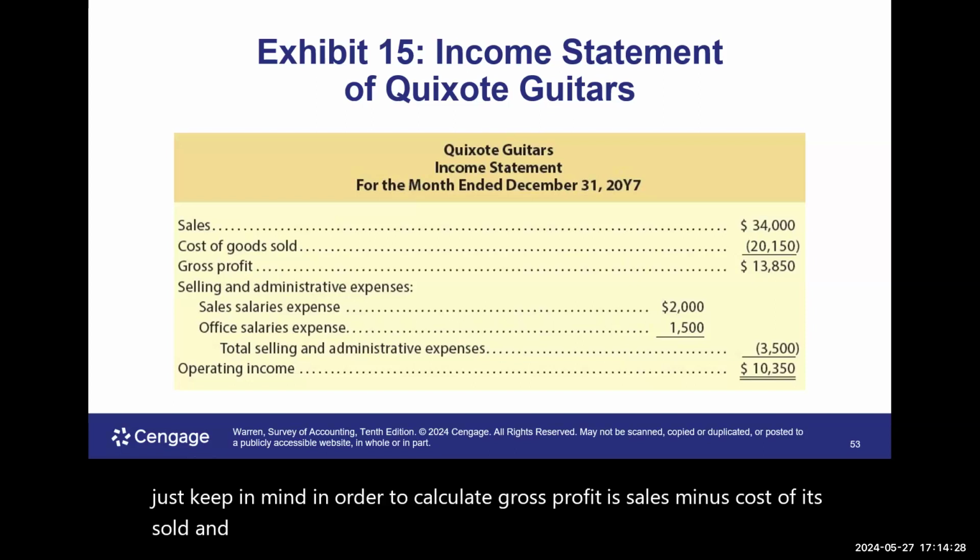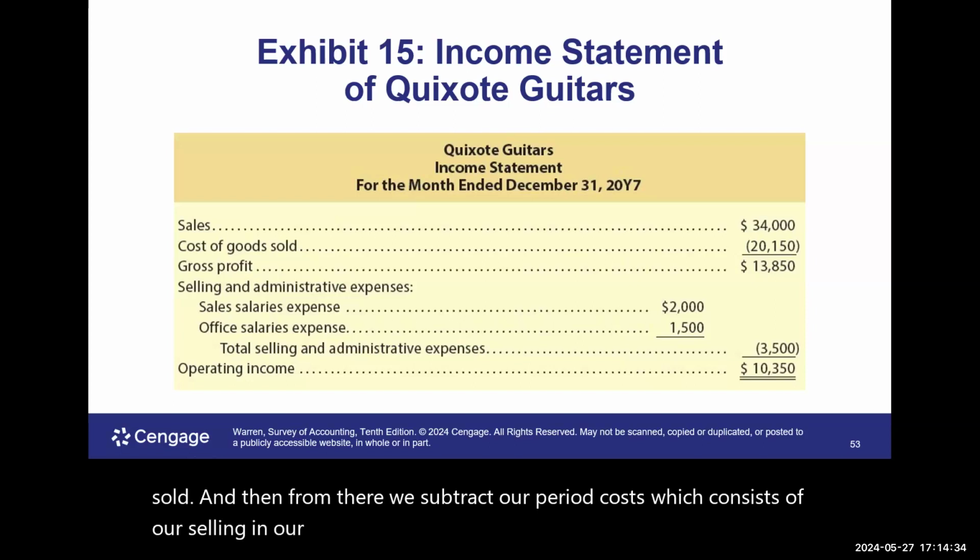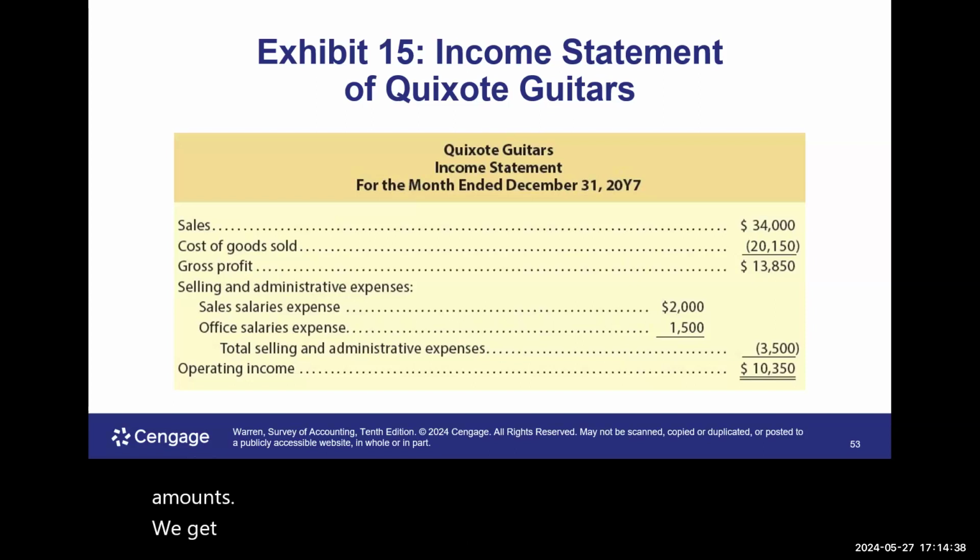And then from there, we subtract our period costs, which consist of our selling and our administrative expenses. And after we subtract these amounts, we get our operating income, which in this case is $10,350.